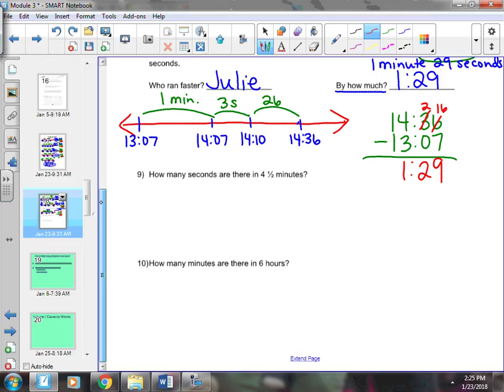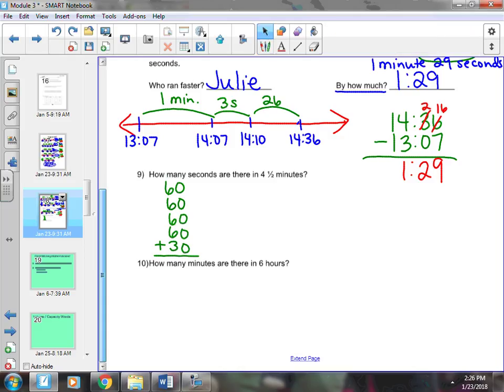Okay, number 9. How many seconds are there in 4.5 minutes? There are 60 seconds in 1 minute. So this would be 1 minute, 2 minutes, 3 minutes, 4 minutes, and then a half a minute would be 30 seconds. So I can add it all together that way. I also could add it chunk by chunk if I wanted to. I know that 60 plus 60 plus 60 plus 60 is 240. In fact, since I'm out of space, maybe I'll do that.